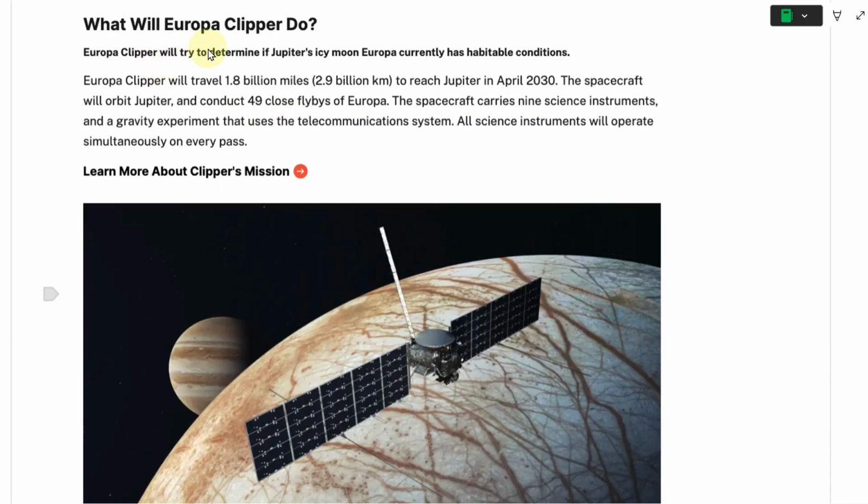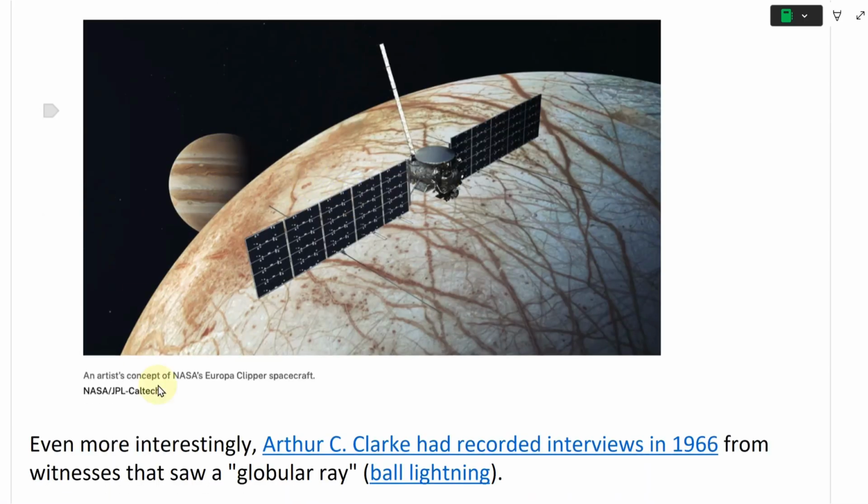So what will Europa Clipper do? It will try to determine if Jupiter's icy moon Europa currently has habitable conditions, and it will try to reach in April 2030. Again, that's fascinating stuff there. And the spacecraft carries 9 science instruments and a gravity experiment that uses the telecommunication system. All science instruments will operate simultaneously on every pass. Okay, here's an artist's rendition of this fascinating stuff.